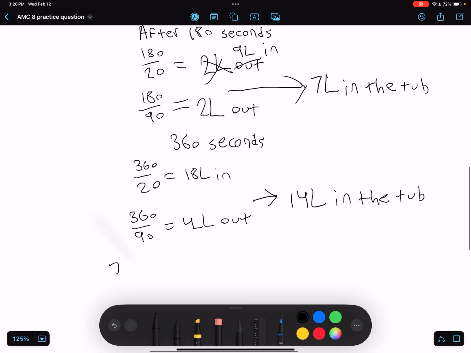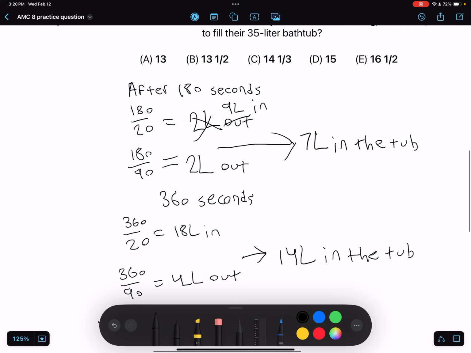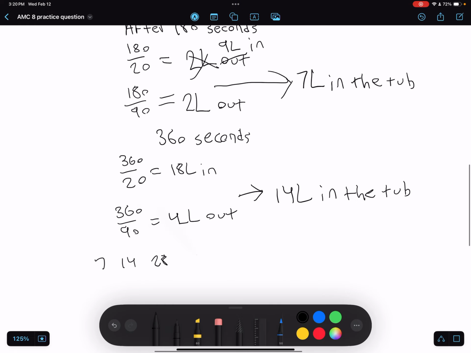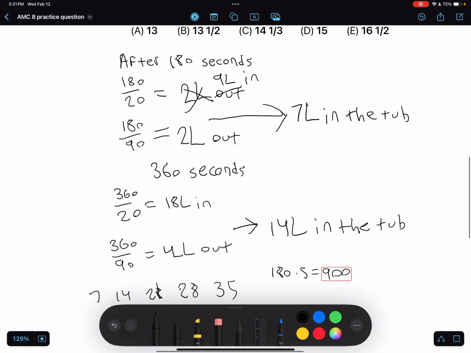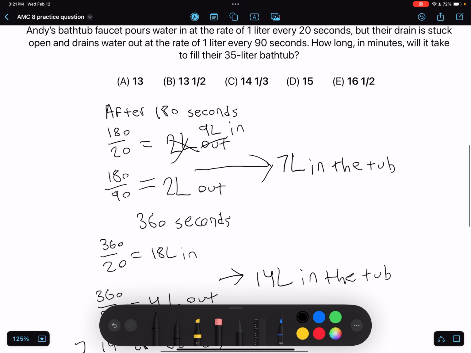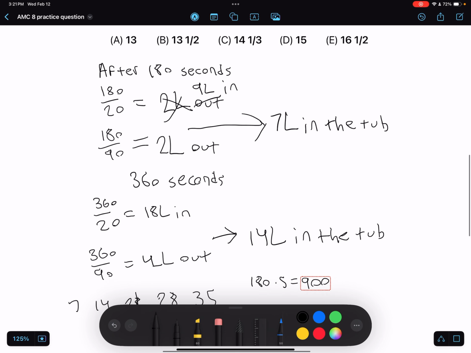We know the bathtub is 35 liters in capacity, so that's going to be 5 times. So that's 180 times 5, which in this case is going to give us 900. So we've pretty much solved the question here. That's 900 seconds, how long it's going to take for the 35-liter tub to be completely filled, 180 times 5, because each 7 liters takes 180 seconds to fill.